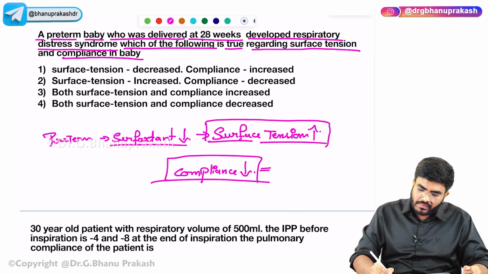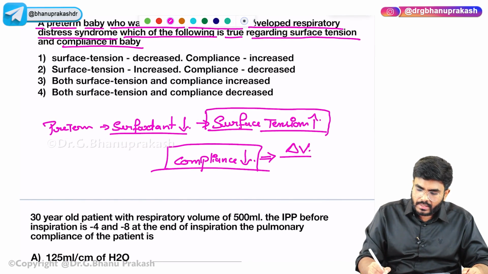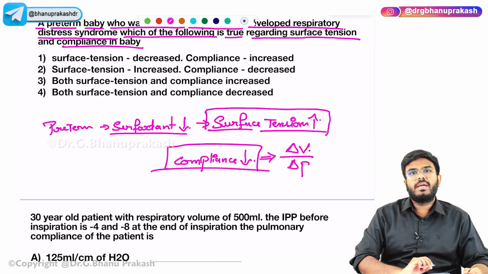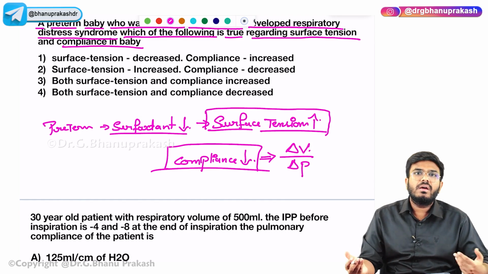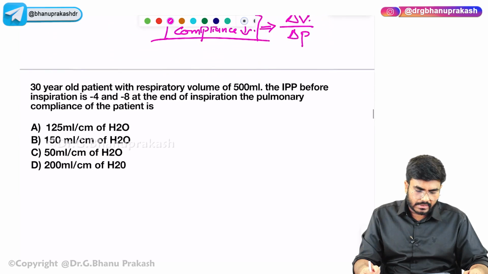And don't forget, what is the formula of compliance? Just recollect, it is delta V by delta P. Volume change by pressure change. How much volume change for a given pressure? How much pressure you give and how much volume is changed will tell you the compliance of the lungs.